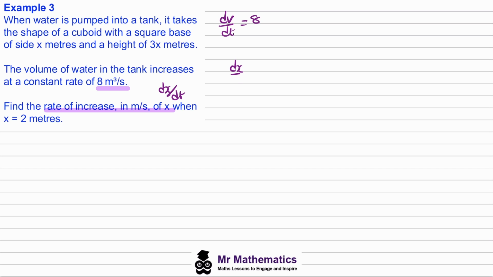So dx by dt, and we have dV by dt. So what do you think we need to multiply dV by dt by to get this?